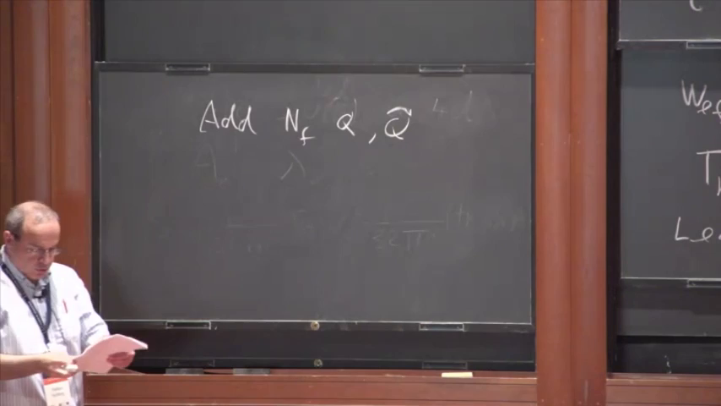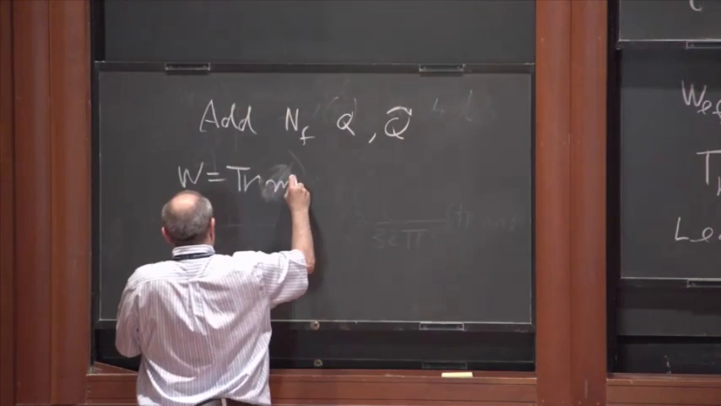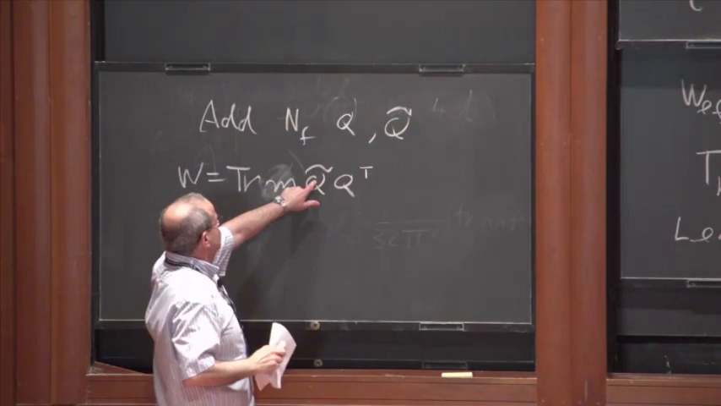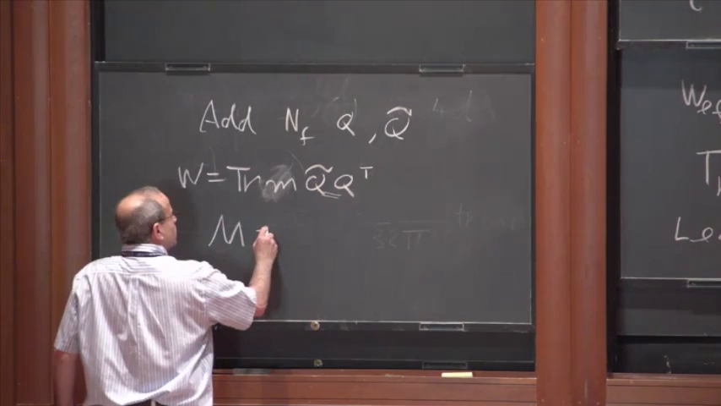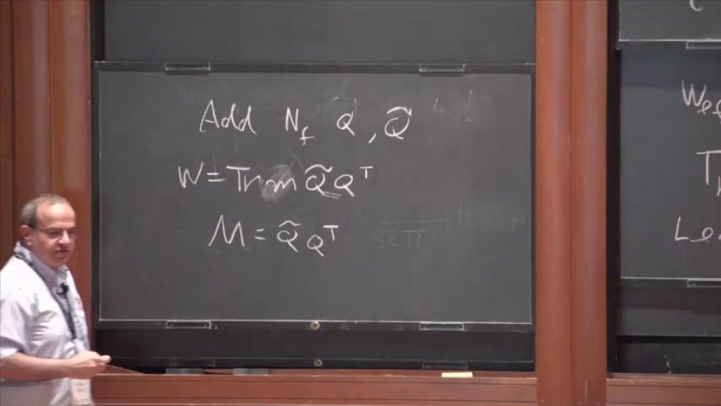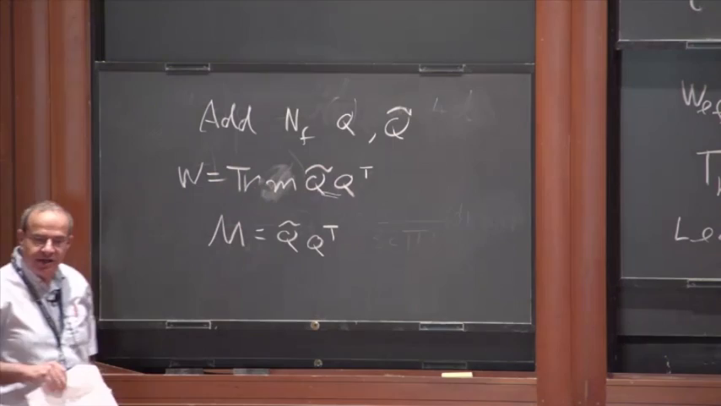And the rule of the game is that we first write some superpotential for them. So W will be trace. Q has both flavor and color indices. Here we contract the color indices to make a gauge invariant quantity. So I'll define M to be Q tilde Q transpose. This one has only flavor indices. The color indices are being contracted. And m, the mass, is a matrix in flavor space. So we contract the indices, and then we take the trace to contract the remaining indices.